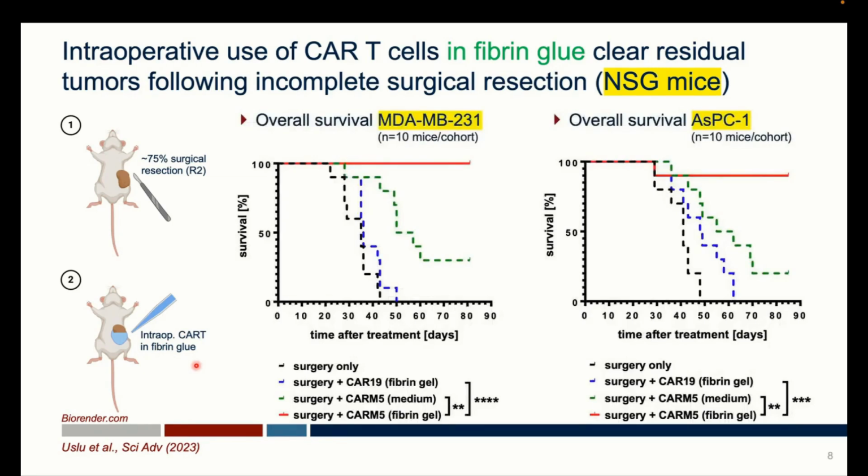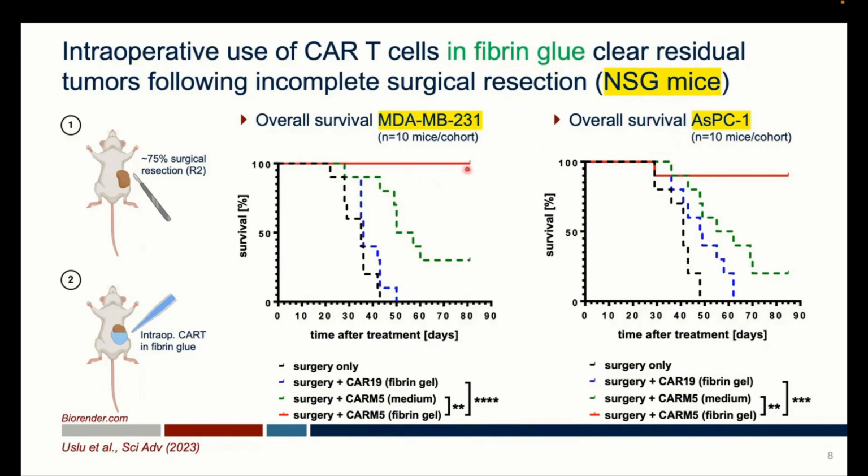And shown here is the overall survival of the treated mice. So we tested this approach in 2 xenograft animal models. MDA-MB-231 is a triple negative breast cancer cell line. So one of the models was a human triple negative breast cancer model. The second model was a pancreatic cancer model using the human pancreatic cancer cells ASPC1.